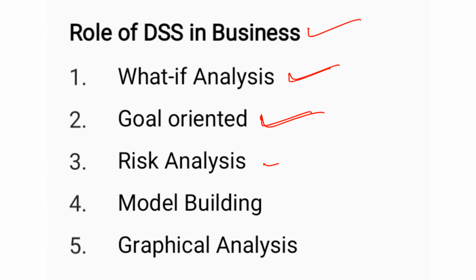That is goal oriented. Then third is risk analysis. It is an important factor which affects the business enterprise. Risk is very important because those who successfully manage it, only they can get more returns. So DSS allows managers to assess the risk associated with various alternatives. In addition, you normally know that low risk, medium risk and high risk will be there. So DSS is particularly useful in medium risk and high risk environments.